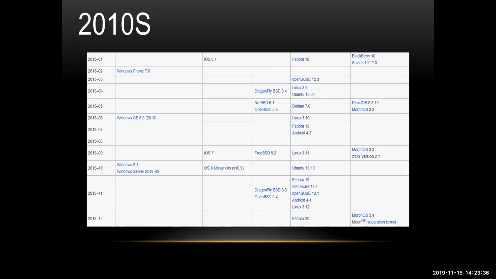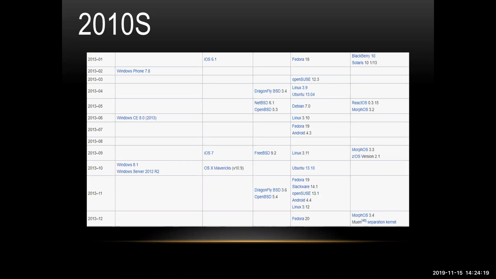MorphOS 3.2. And then for June, we had the Windows CE 8.0 and Linux 3.10. And then July, we had Fedora 19 and Android 4.3. And then September, we had iOS 7, FreeBSD 9.2, Linux 3.11, MorphOS 3.3, and z/OS version 2.1. And then come October, Windows 8.1 was released together with Windows Server 2012 R2. We also had the OS X Mavericks version 10.9 and Ubuntu 13.10.